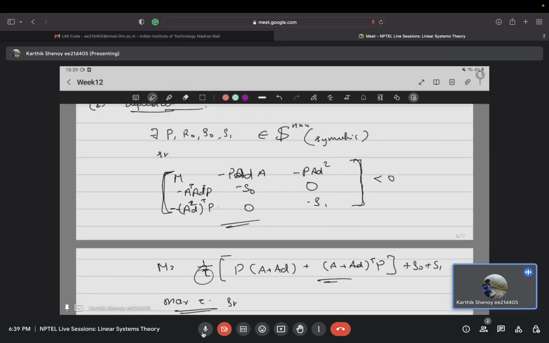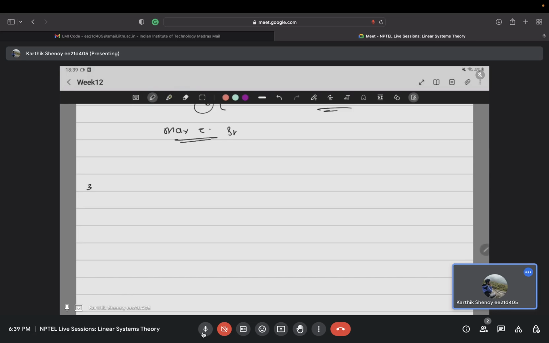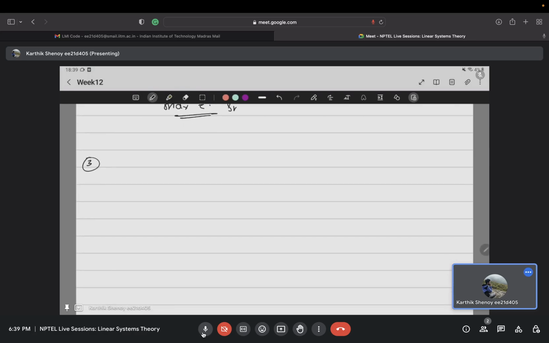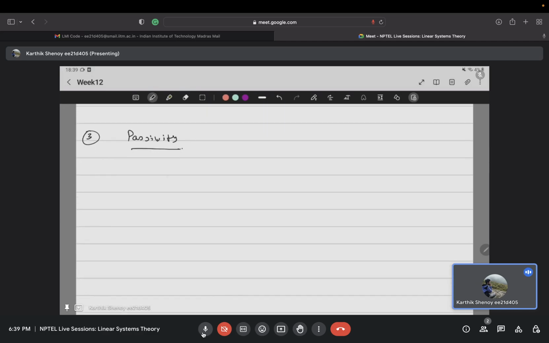So this is about delayed systems. Now the third application is in checking if the system is passive. So what does passivity mean? Let's say you have some system. It has three components: one is the input, one is the output, and the storage. There is some storage here.